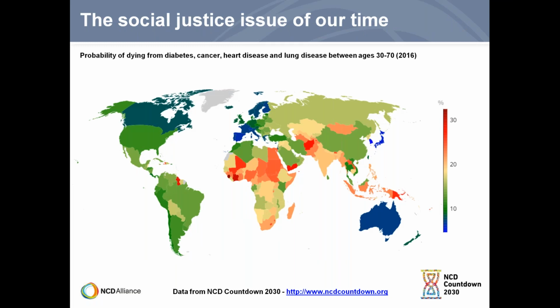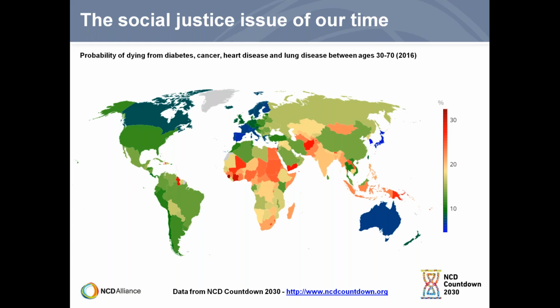The other concerning thing from an NCD perspective in low and middle income countries is that it's a markedly different picture of what the NCD burden looks like compared to high income countries. And what we know is that NCDs are often occurring much younger, in the prime of people's lives, and actually approximately 10 years younger than in high income countries.